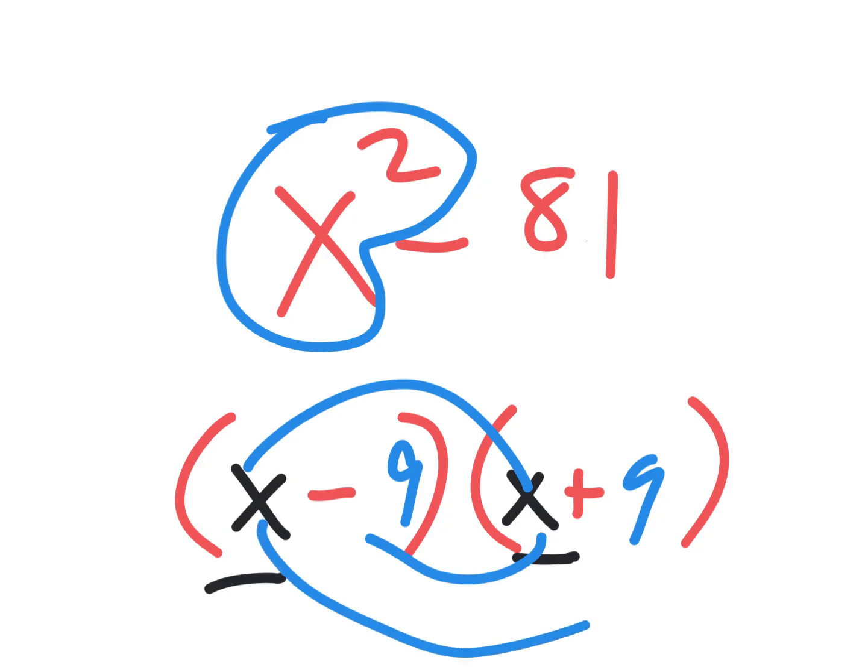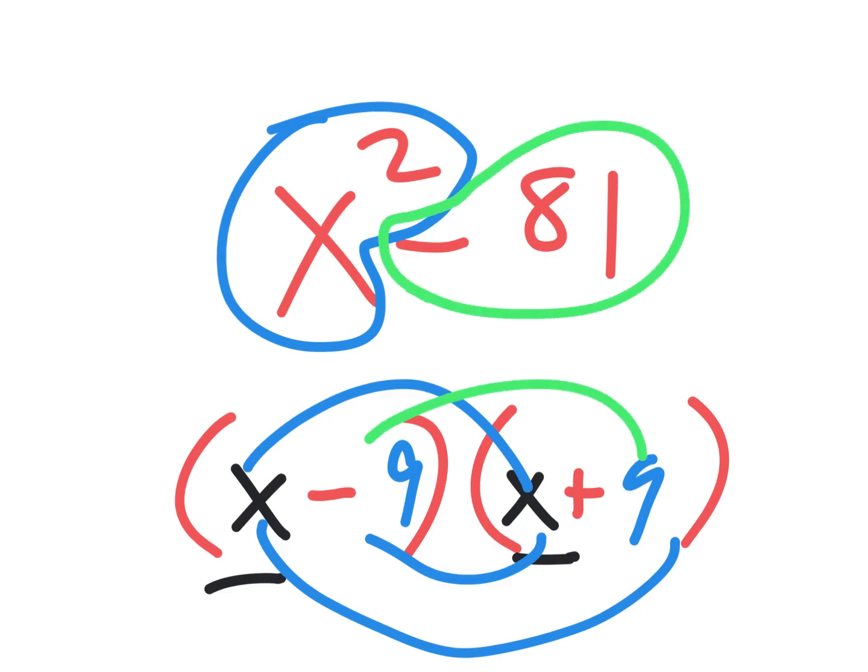Outside and inside is what it's all about. And it comes out to negative 9x and positive 9x, which cancel. And then the last thing is 9 times 9 is 81, but there's a negative, so it's negative 81. Look at that. It works. You multiply it all the way out, you get the problem back. x plus 9, x minus 9.